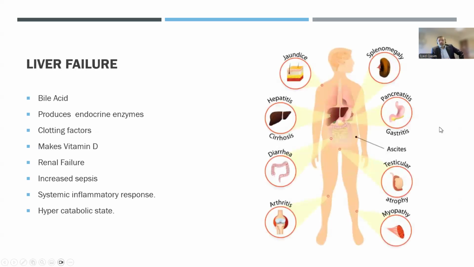Okay. So just to give you an example, liver disease, liver is involved in, it produces endocrine enzymes. It makes vitamin D, or it's involved in renal failure and causes different inflammatory responses. So if at some point in time this organ is removed, you want to replace it with another organ, that is another synthetic organ. So one of the strategies is tissue engineering. Through tissue engineering you can actually create another liver from the stem cells of patients.